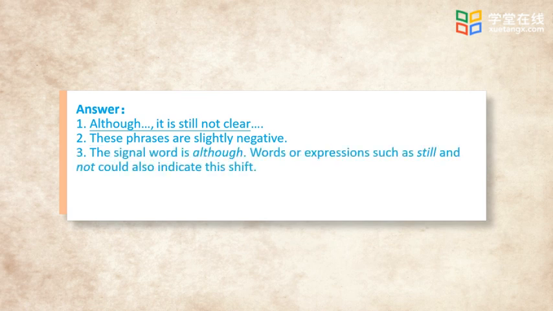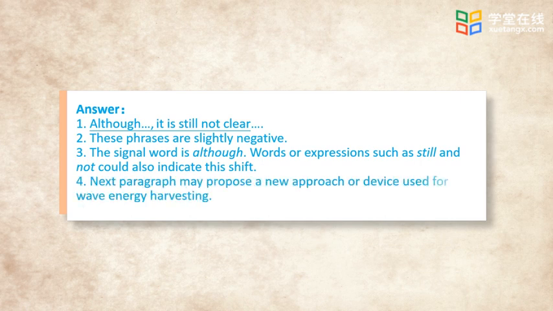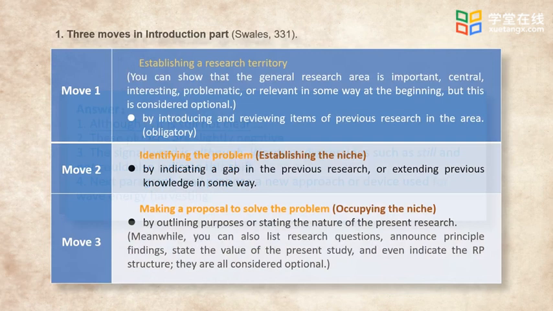Question 3. The signal word is although. Words or expressions such as still and not could also indicate this shift. Question 4. Next paragraph may propose a new approach or device used for wave energy harvesting. Key points.